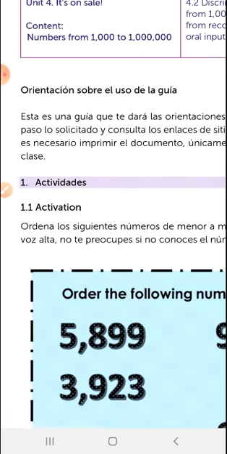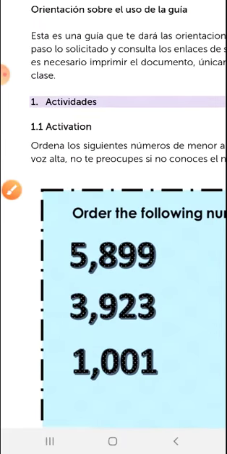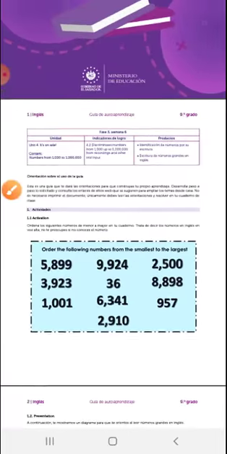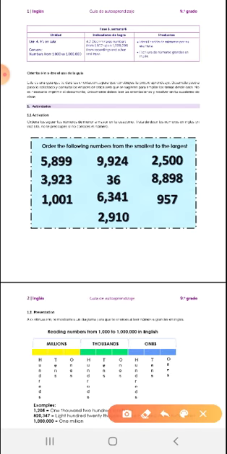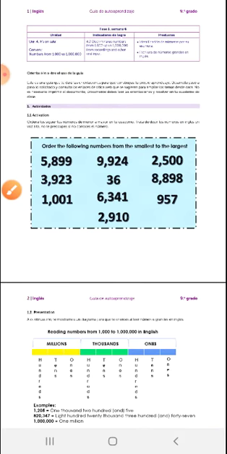So, we are going to practice how to write and say the numbers in English from 1000 to 1 million, okay? Let's go first to the activation. Here you have some numbers that you have to order, okay? You have to order from the smallest to the largest number, okay? From the smallest to the largest.